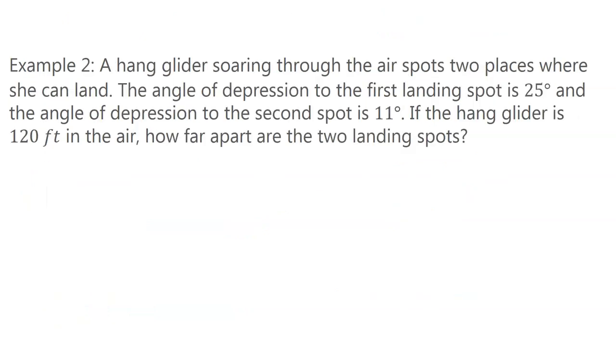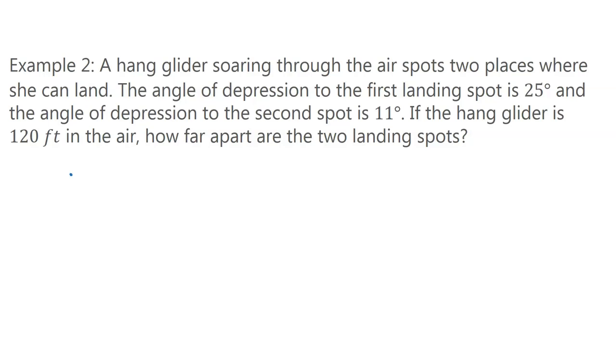Now example 2. A hang glider soaring through the air spots two places where she can land. The angle of depression to the first landing spot is 25 degrees, and the angle of depression to the second spot is 11 degrees. If the hang glider is 120 feet in the air, how far apart are the two landing spots? So for this one, we're going to have to draw our own diagram.